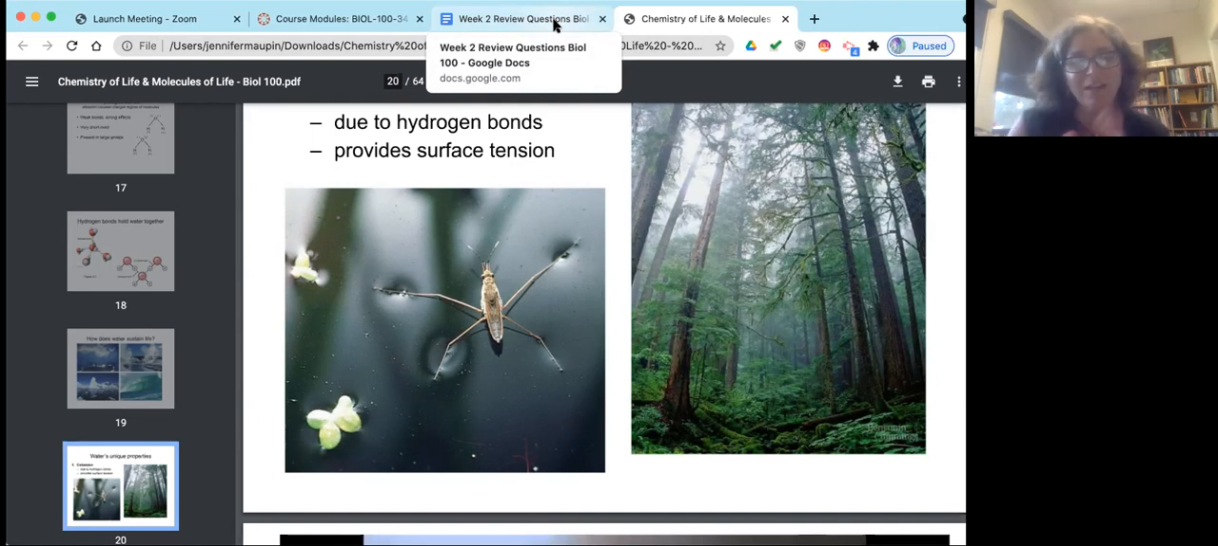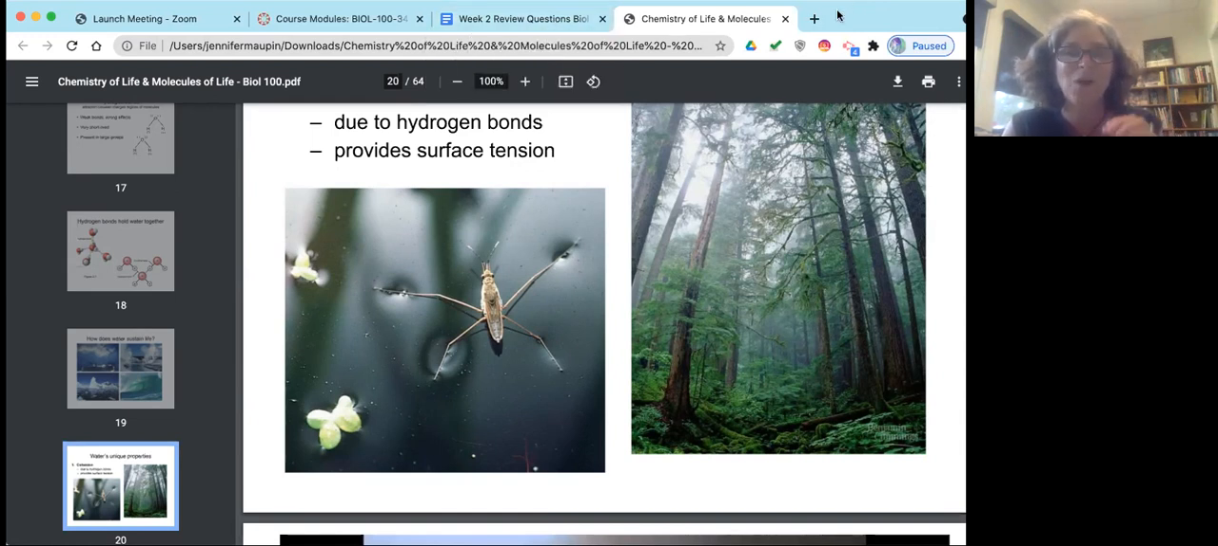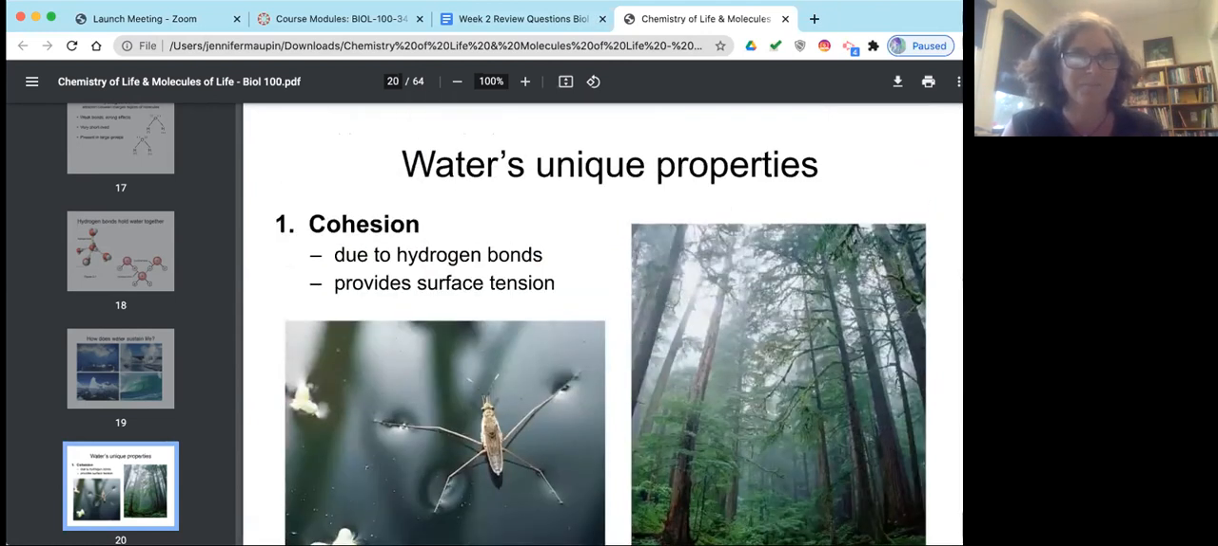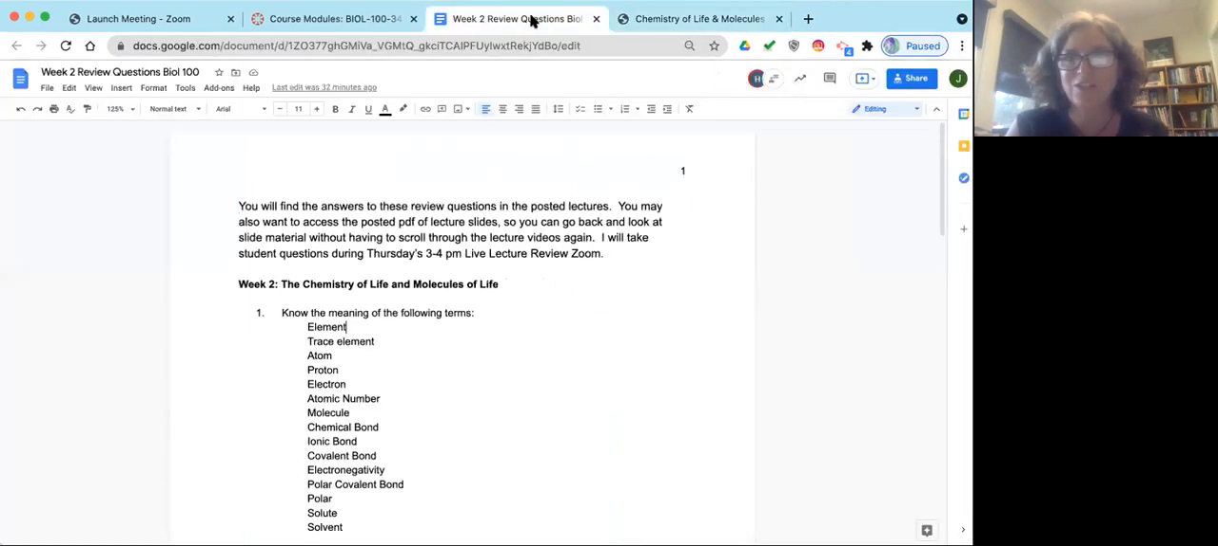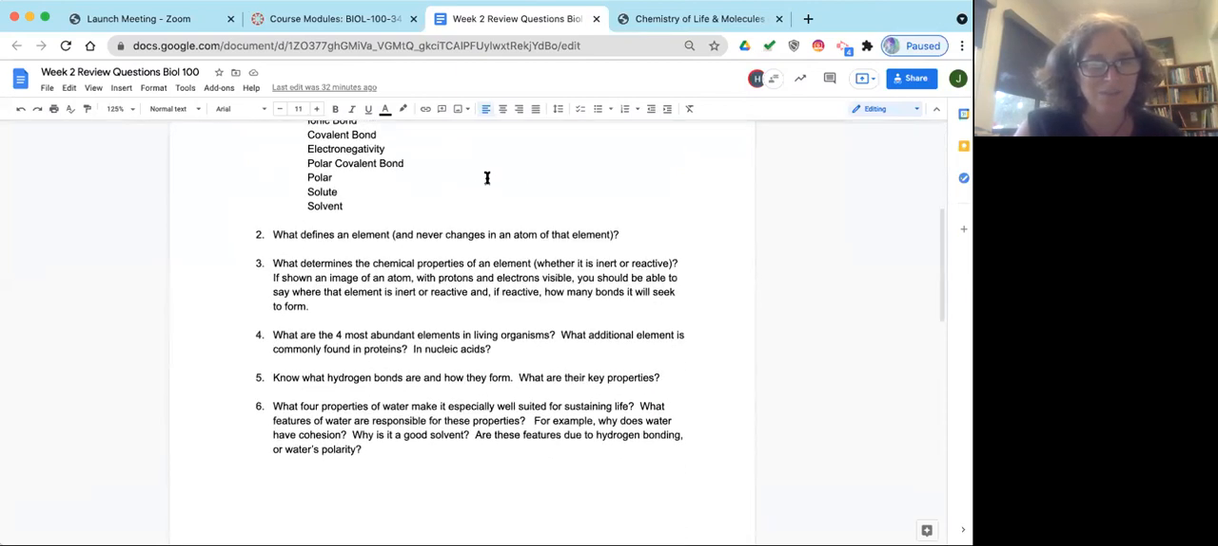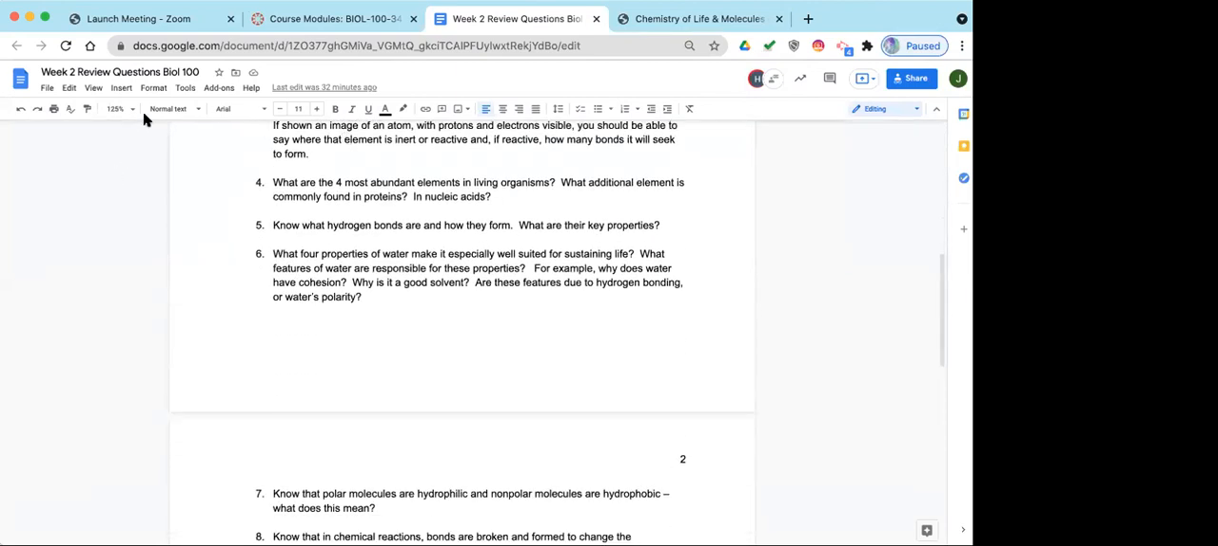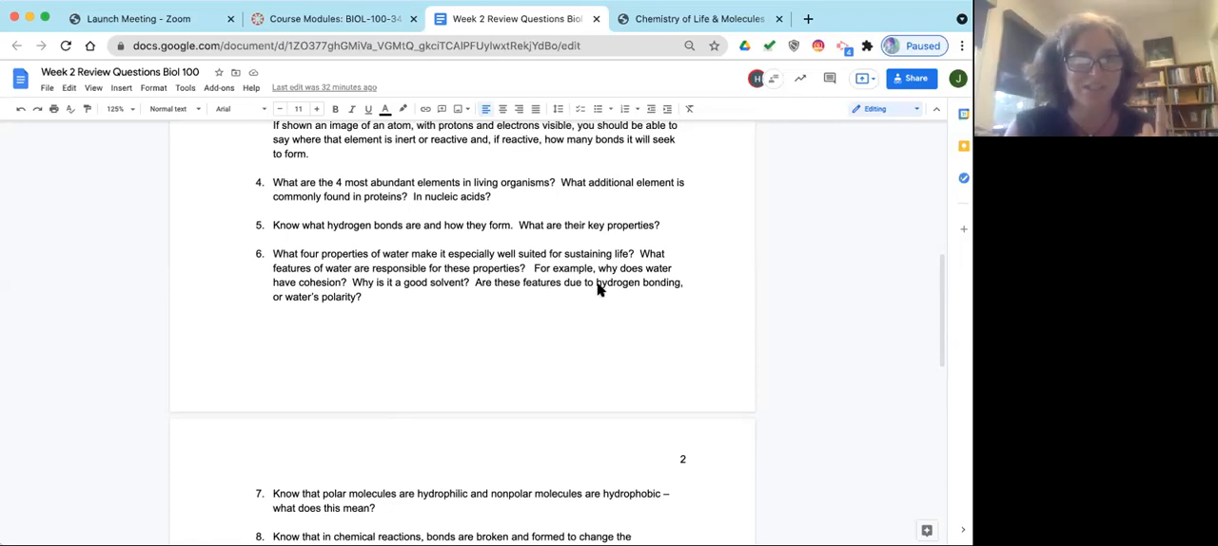And you're right, polarity ultimately does cause hydrogen bonds, but if hydrogen bonds is an option, then you want to go with hydrogen bonds in that case. But there is an example where it's not hydrogen bonds, it's polarity. So let's look at that. Going to these review questions, that was number 6. Is that what you said? Okay. So our 4 properties of water that make it well suited to sustaining life.